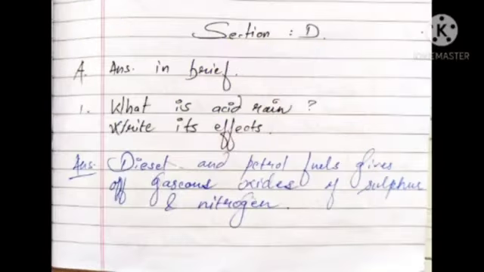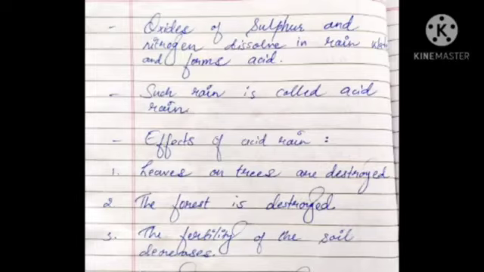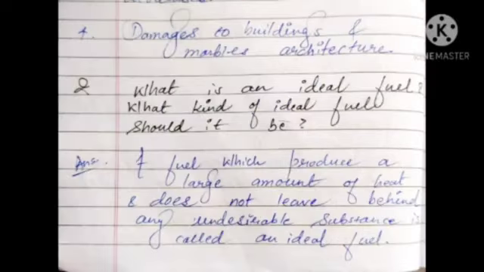Now moving towards chapter number 6, what is acid rain and write its effects. The answer is, diesel and petrol fuels give gaseous oxides of sulfur and nitrogen. Oxides of sulfur and nitrogen dissolve in rainwater and form acid. Such rain is called acid rain. Effects of acid rain are, leaves of trees are destroyed, the forest is destroyed, the fertility of the soil decreases, damage to buildings and marble architecture.